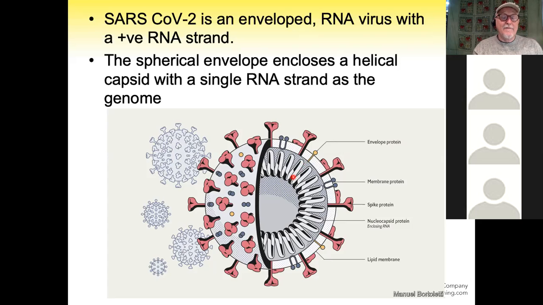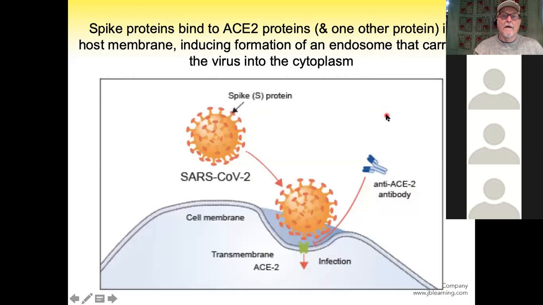It is an RNA virus. It's a positive strand virus. In other words, its RNA strand is just like messenger RNA. It's enclosed in a capsid, in a spiral helical capsid, as you see here, and that is obviously enclosed in an envelope. So this is how SARS-CoV-2 gains entrance into the host cell.